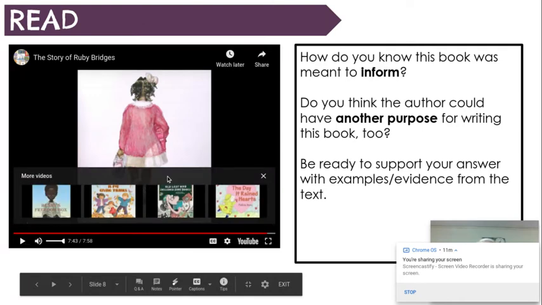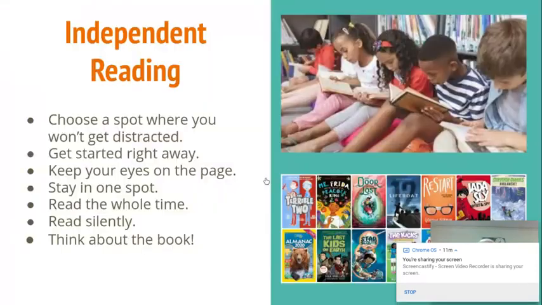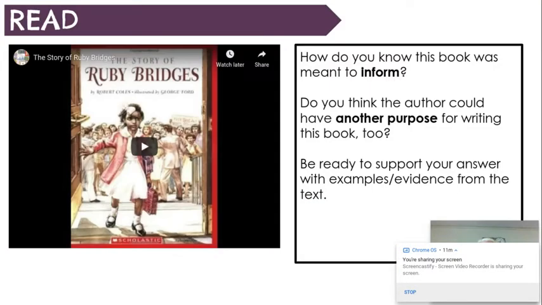Okay, so what do you think the author's purpose was in writing the story of Ruby Bridges? Do you think the author's purpose was to persuade, to inform, or to entertain? So I think one of the reasons was to inform or to teach us about something. So how would you know that this book was meant to inform or give us information or facts about a topic? And do you think the author could have had another purpose for writing this book too? If so, what would the other purpose be, and how do you know that?